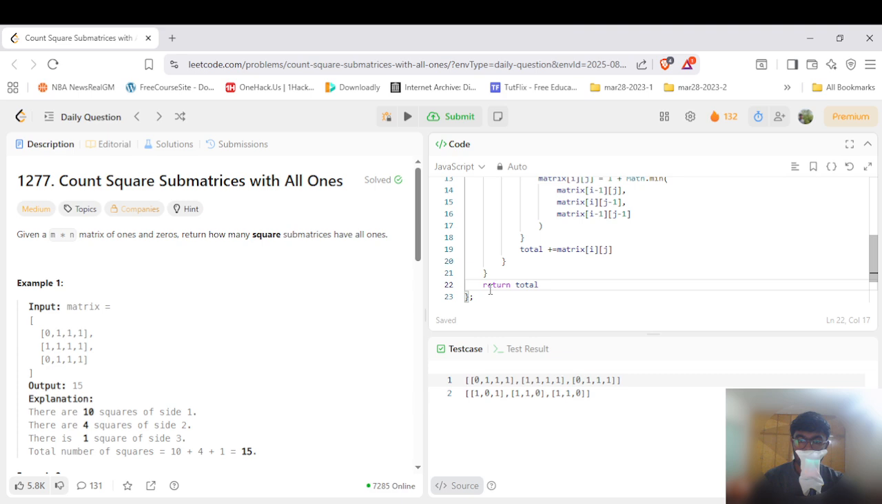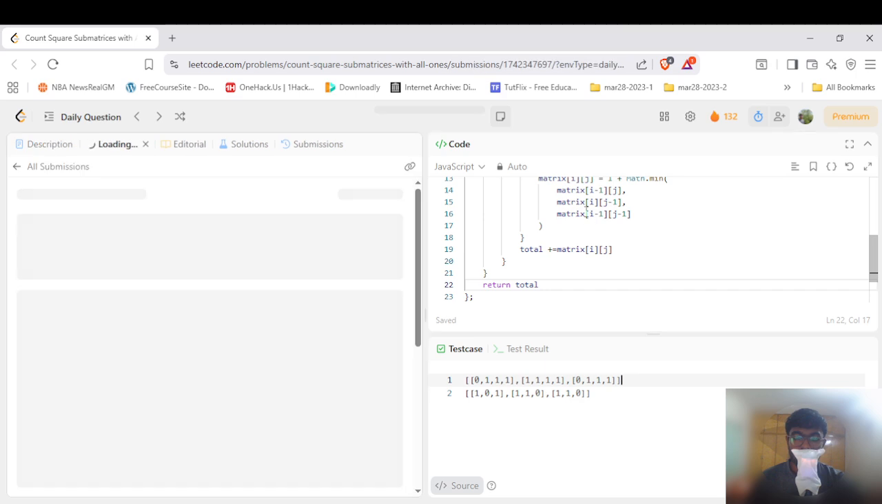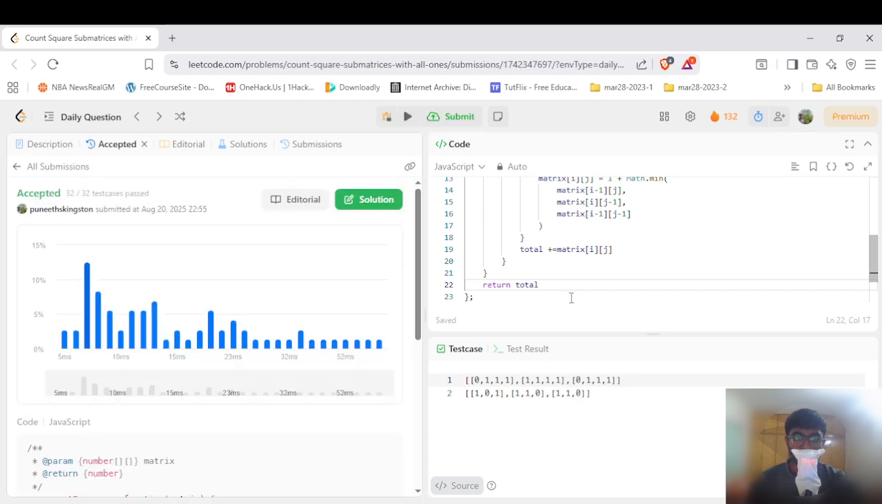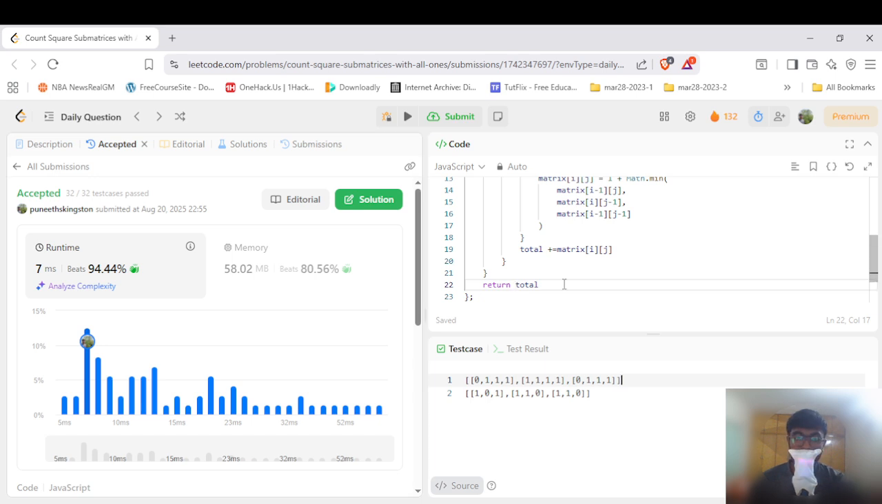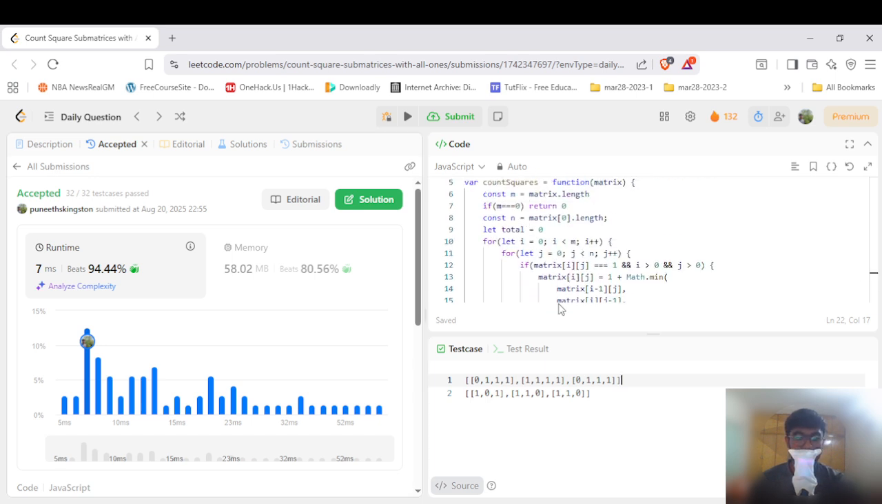Okay, so this should solve our problem, and the space complexity of the solution would be O(1), and the time complexity would be O(m cross n), or the number of rows times columns. Hope you found this video helpful.